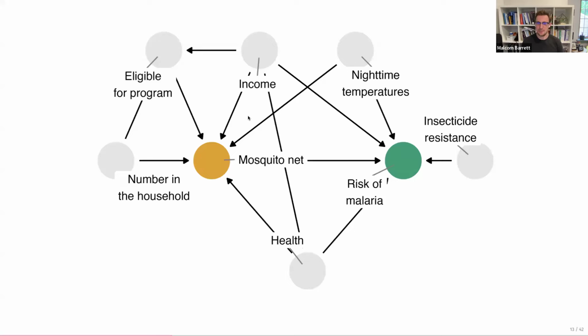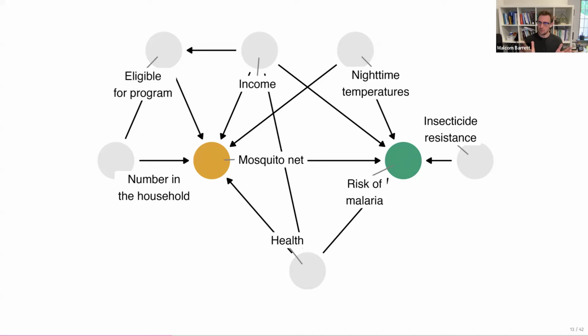Similarly, we think that nighttime temperatures affect both mosquito net use and risk of malaria. Say if it's really hot, you don't want to wear your net, that affects whether or not you're using your net. But maybe it's really hot and also all the bugs are out. So that impacts your risk of malaria because there are more mosquitoes out there. So that's the type of thing that this is saying.